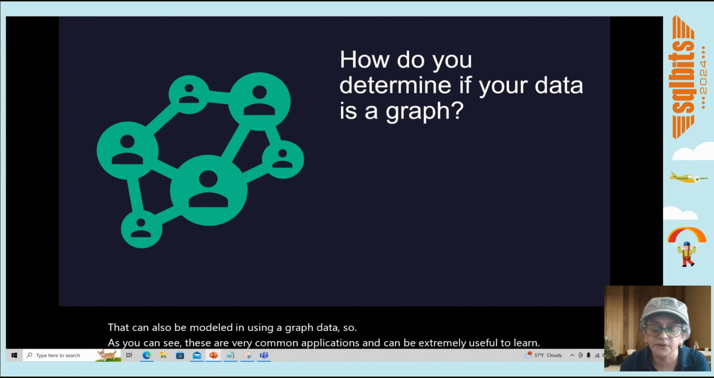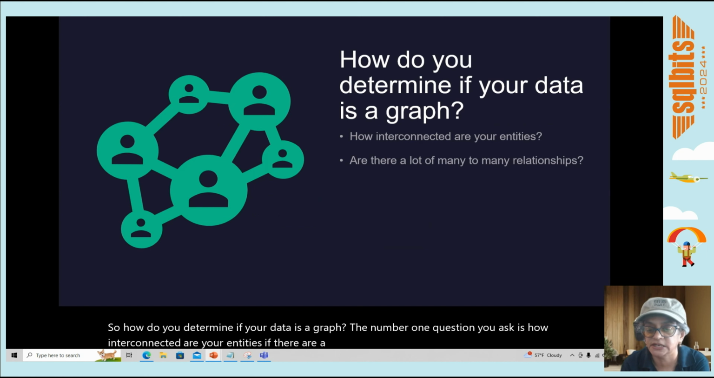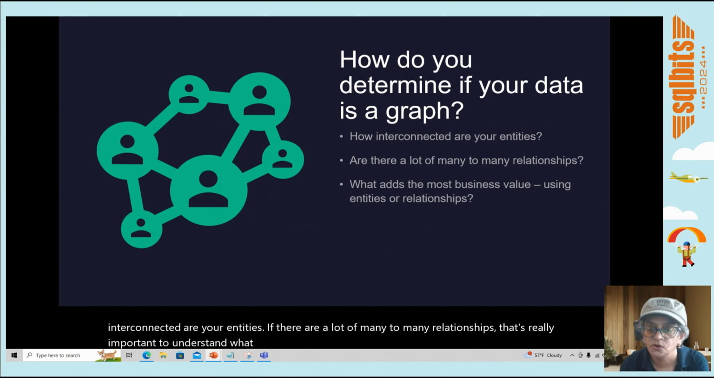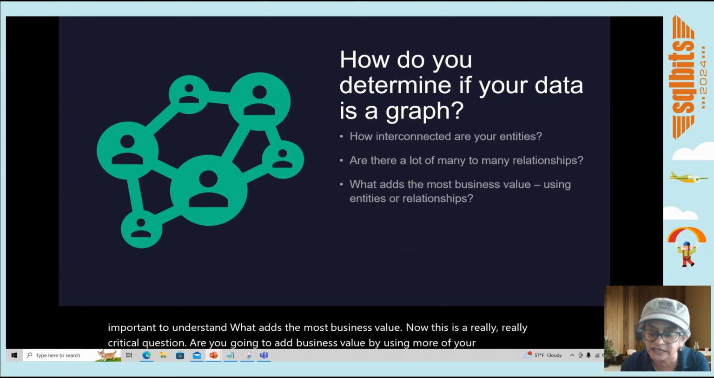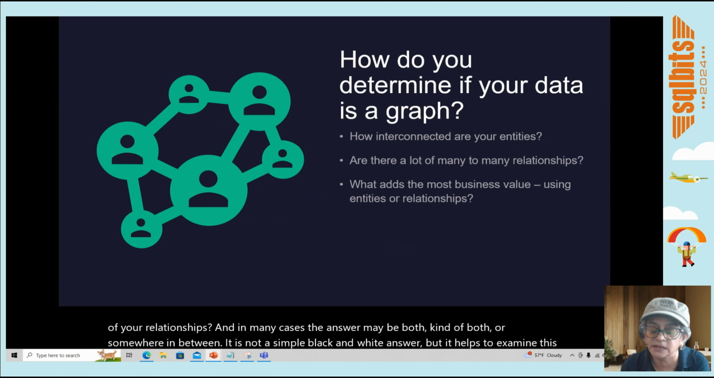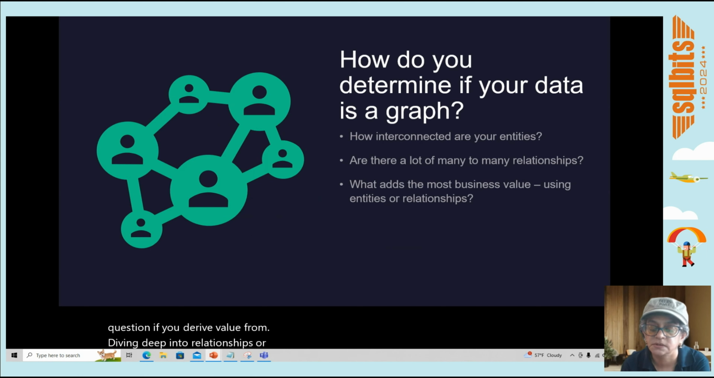So, how do you determine if your data is a graph? The number one question you ask is, how interconnected are your entities? If there are a lot of many to many relationships, that's really important to understand. What adds the most business value? Now, this is a really, really critical question. Are you going to add business value by using more of your entities or more of your relationships? And in many cases, the answer may be both, kind of both, or somewhere in between. It's not a simple black and white answer, but it helps to examine this question if you derive value from diving deep into relationships or the nature of relationships.